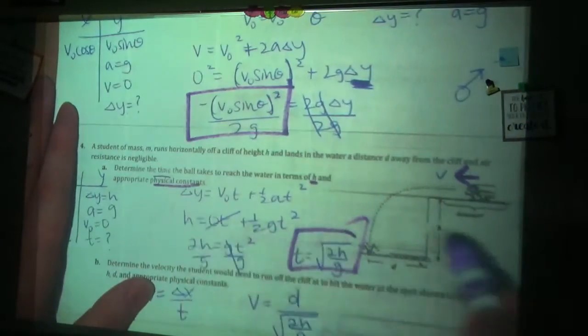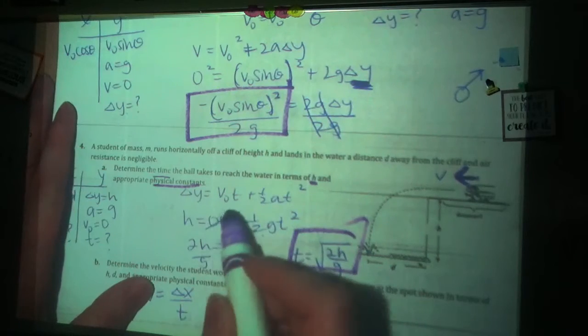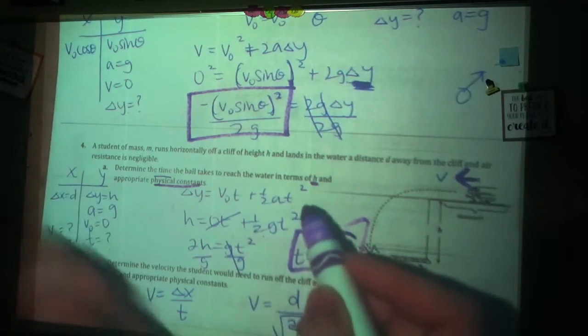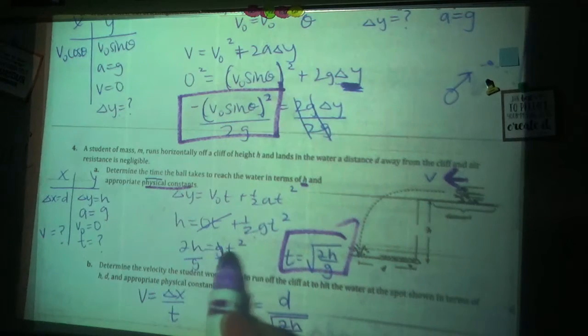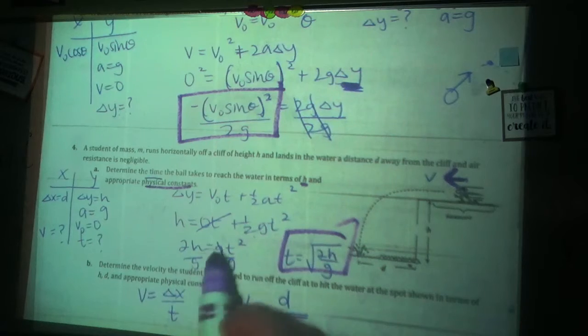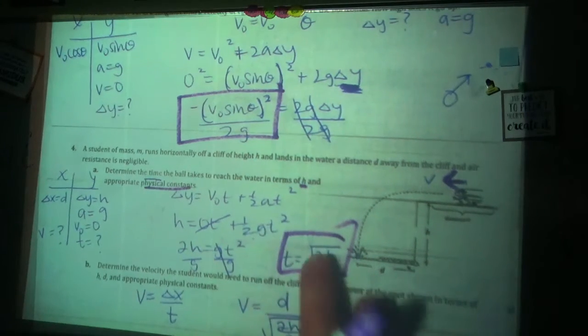Now it's just plugging in. Delta y we said was h. v naught in the y direction is 0, so that goes away. 1/2 a is 1/2 g t squared. Multiply the g up, multiply the 2 up, divide the g over, and then that's t squared, so the last step is to square root.